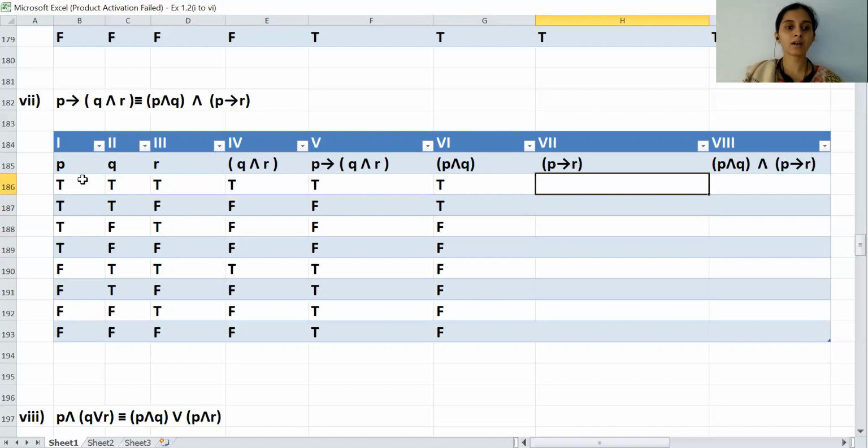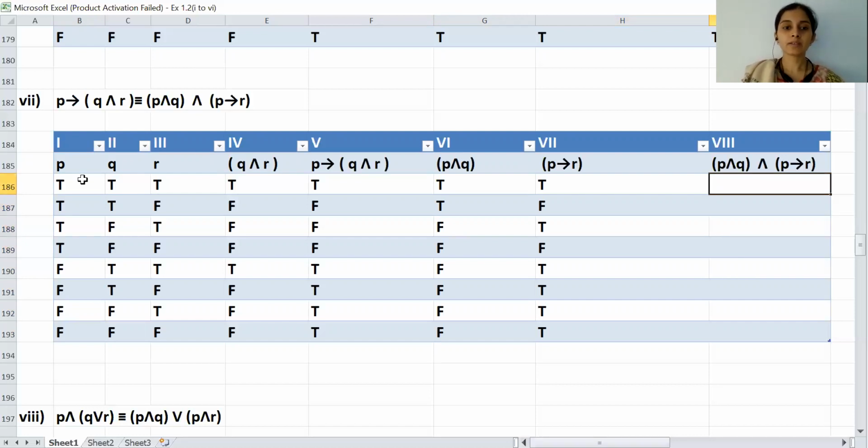P implies R means 1 implies 3. Okay, so I will read through 1 implies 3. True implies true, true. True implies false, false. True implies true, true. True implies false, false. F implies true, true. F implies F, true. F implies T, true. And F implies F, true. Okay, implication, little tricky. Please pay attention to that one.